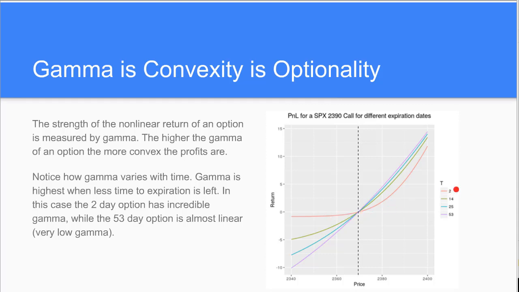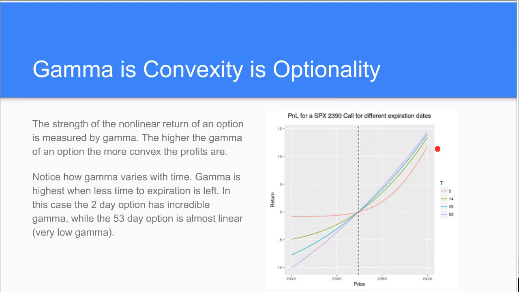You notice how the shortest, the nearest term option has a very convex profile. This is the most convex of all. This is really lots of non-linearity. It grows really fast and it has small losses. But as I pick options with longer time on them, you notice that convexity starts to disappear. You notice, for instance, the green line represents the option at 14 days. And at 14 days, there is some convexity, but not that much. And finally, notice at 53 days, this purple line looks very similar to a straight line. It has some convexity, but very little of it.